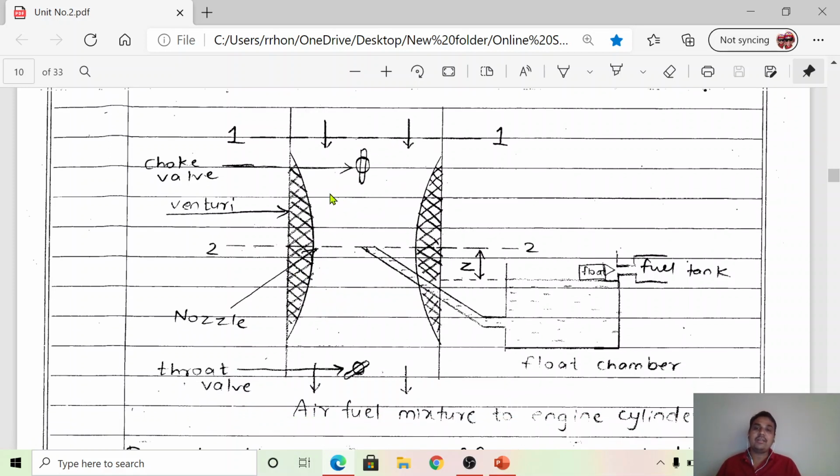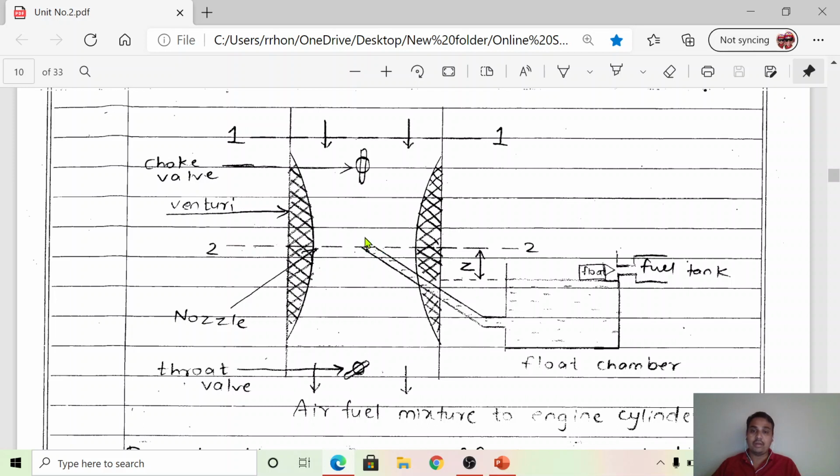As we already discussed the working and constructional features of simple carburetor, the same kind of diagram is present over here. This is the venturi which is present inside the carburetor body. Here is the venturi and this is the venturi throat. At the throat section of the venturi, there is one fuel jet which is connected to the float chamber with the help of a tube. The float chamber is connected to the fuel tank, so from the fuel tank the fuel comes inside the float chamber, and from the float chamber that fuel enters the throat section through the fuel jet which is present over here.